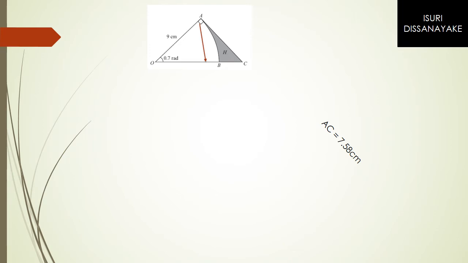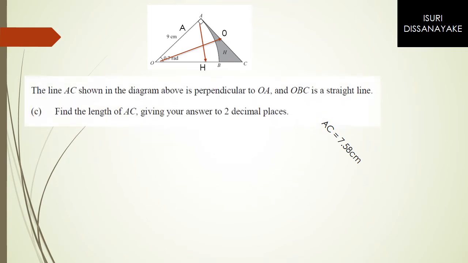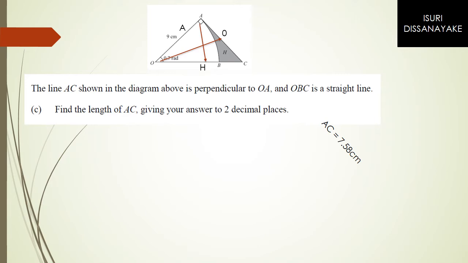In this figure, angle A is a right angle. So the side facing A is OC, which I can call the hypotenuse. And the side facing the angle 0.7 is the opposite. And the other side I will call the adjacent side. So I label the three sides of the right angle triangle. And the question is, the line AC shown in the diagram above is perpendicular to OA and OBC is a straight line. Find the length of AC, giving your answer to 2 decimal places.